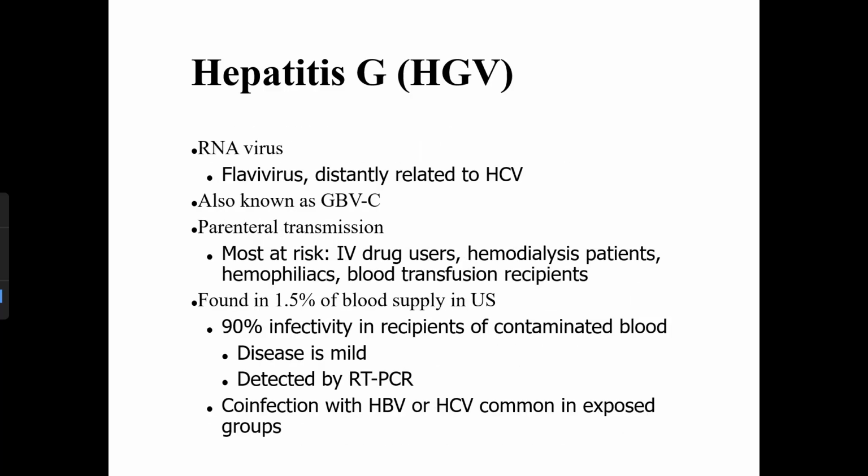Hepatitis G virus, also known as GBV-C. Parenteral transmission, most at risk are IV drug users, hemodialysis patients, hemophiliacs, blood transfusion recipients. It's found in 1.5% of the blood supply in the United States. 90% infectivity in recipients of contaminated blood. Disease is mild, and it's detected by RT-PCR. Co-infection with HBV or HCV is common in the exposed groups.